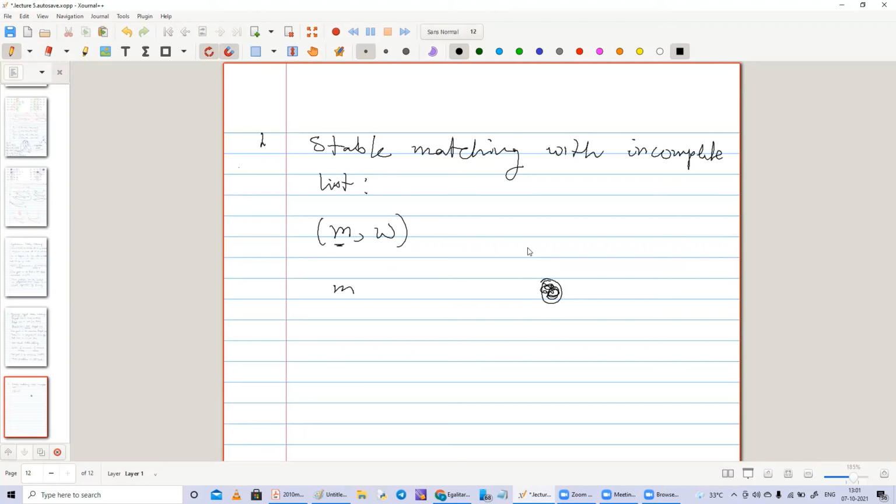When we work with this incomplete list, the problem is called the stable matching problem with incomplete preference lists. Is this clear? What is the stable matching problem with incomplete lists? In short, it's called SMI. Is the generalization clear?